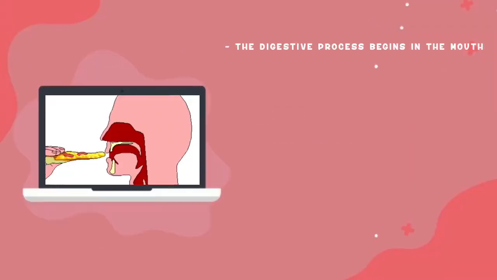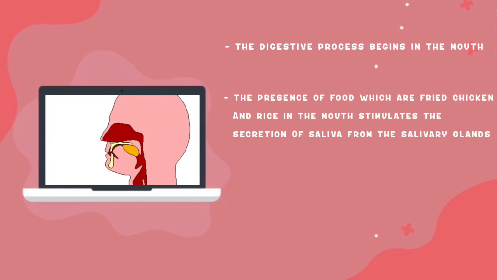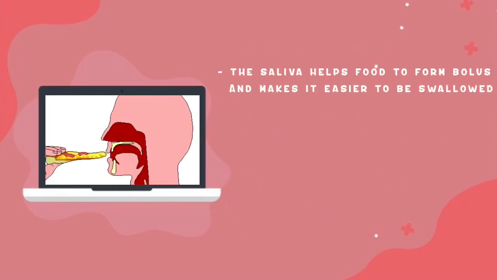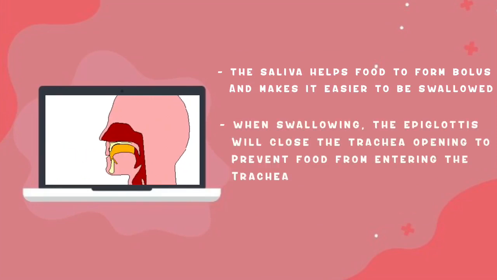The digestive process begins in the mouth. The presence of food, which are fried chicken and rice, in the mouth stimulates the secretion of saliva from the salivary glands. The saliva contains salivary amylase that hydrolyzes starch to maltose. This means in the mouth, carbohydrate, which is rice, will be broken down into smaller pieces. The saliva helps food to form bolus and makes it easier to be swallowed. When swallowing, the epiglottis will close the trachea opening to prevent food from entering the trachea.